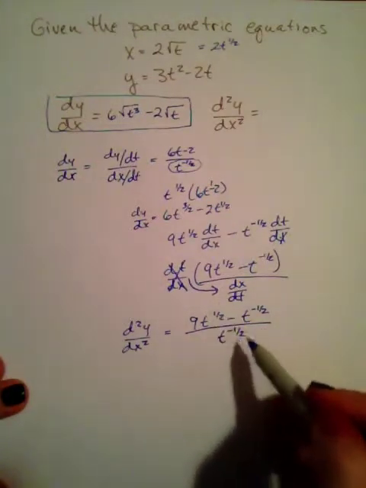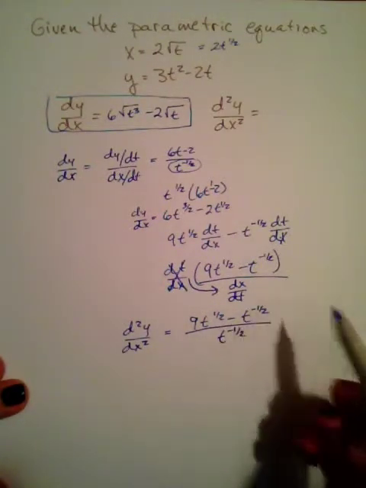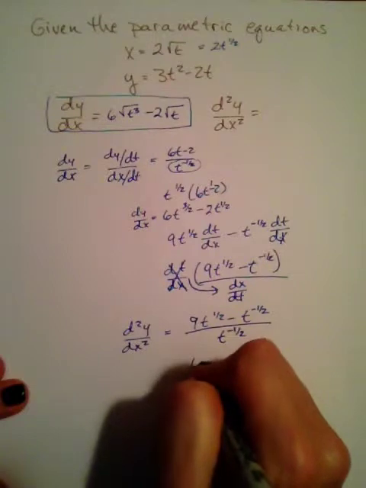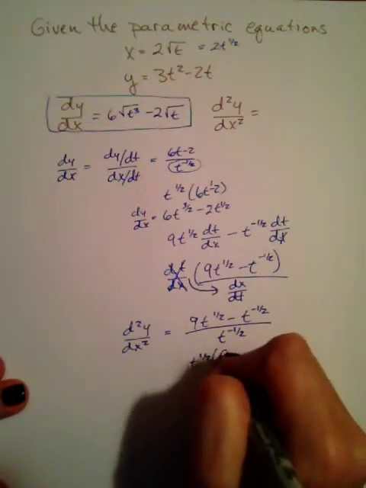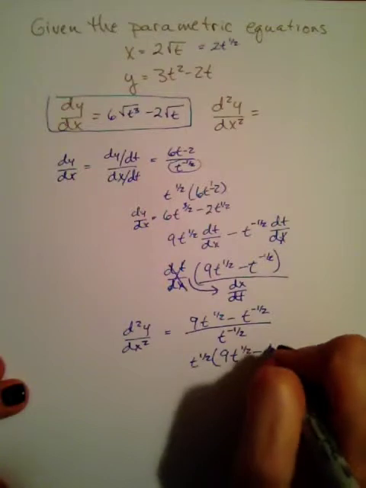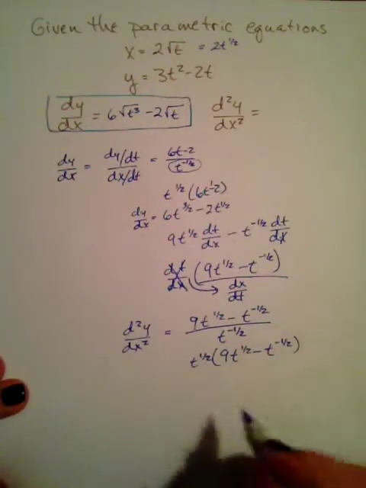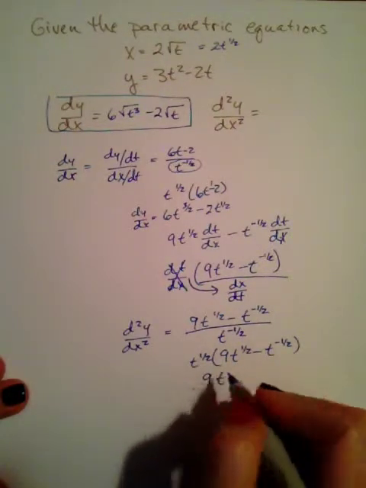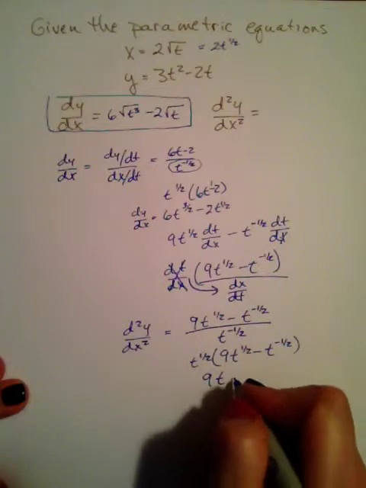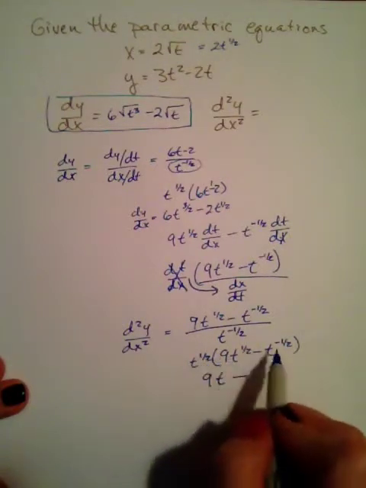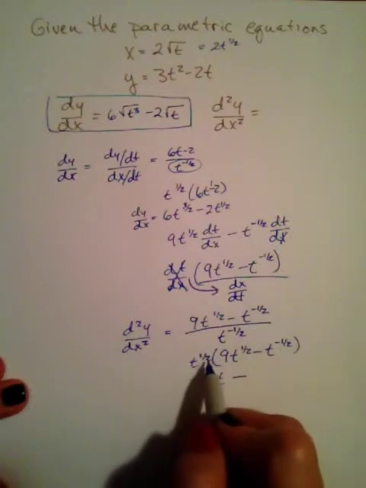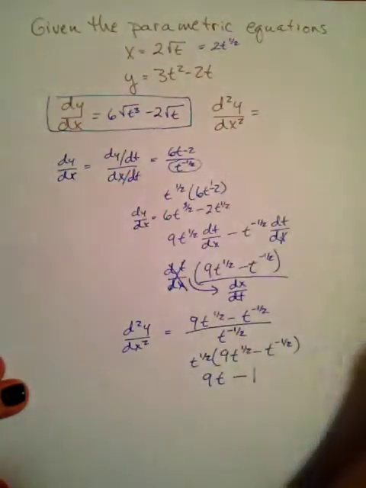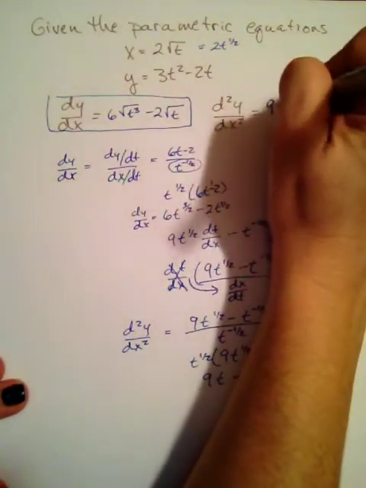And what I'm going to do now is just simplify this. I'm going to get rid of my fractional negative exponents, and I'll do that by bringing this t to the negative 1/2 up into the numerator. So it's t to the positive 1/2 times 9t to the 1/2 minus t to the negative 1/2. Next I'll distribute. When you distribute, you add your exponents. So this is 9t to the first, 1/2 plus 1/2 is 1, minus, and then we have t to the 1/2 times t to the negative 1/2. Well, when I add those exponents, I get 0, so t to the 0 is 1, and that is my second derivative, 9t minus 1.